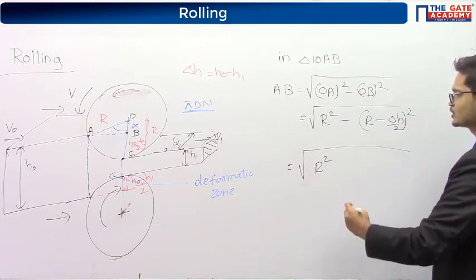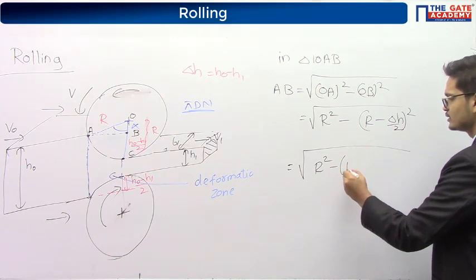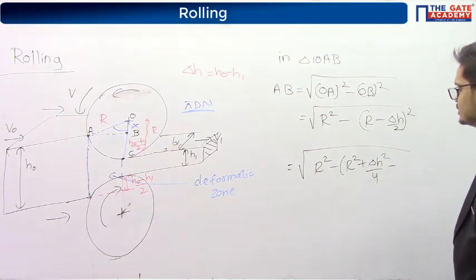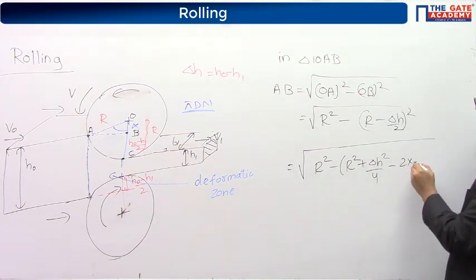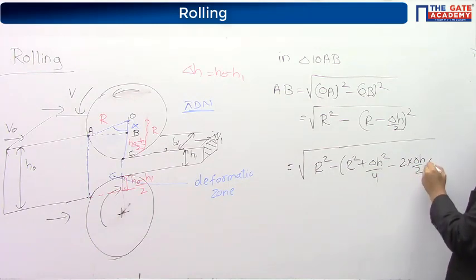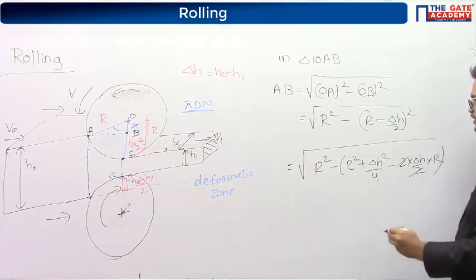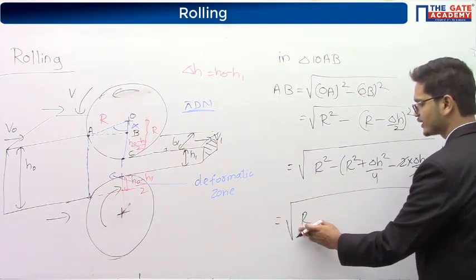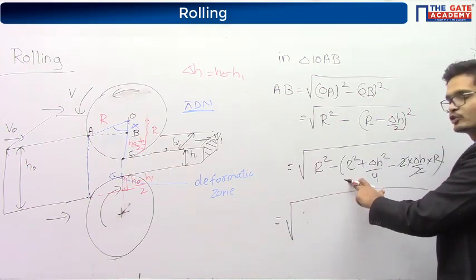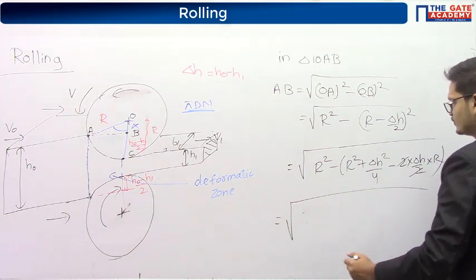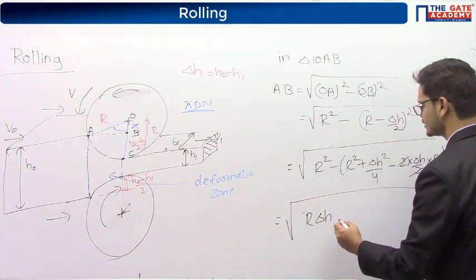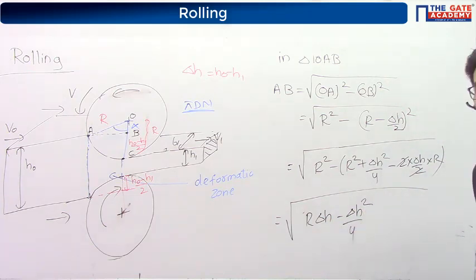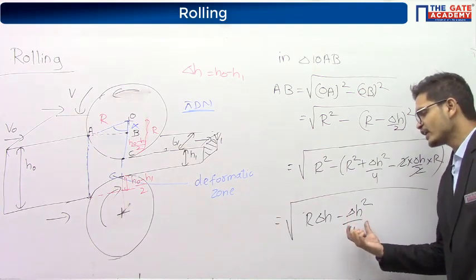It is R square minus, we'll expand this thing, R square plus delta H square by 4 minus 2 into delta H by 2 into R. 2 will get cancelled. So it is equal to root over of R square minus R square, both will get cancelled. So we'll have R delta H minus delta H square by 4.